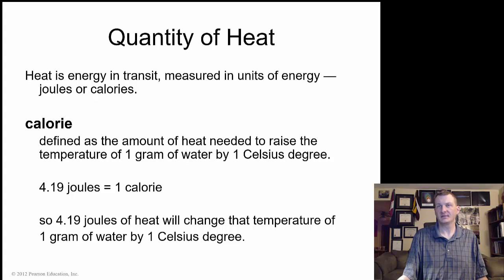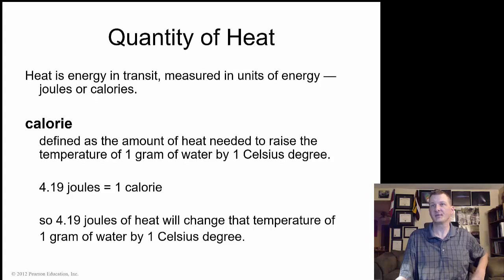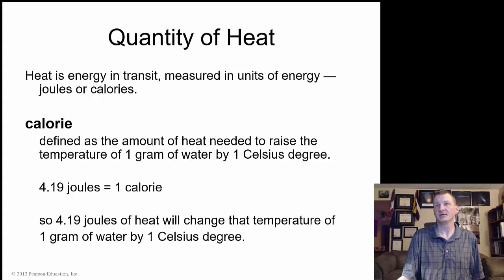The calorie is defined as the amount of heat needed to raise the temperature of 1 gram of water by 1 degree Celsius. Okay? And you convert that into the metric scale. About 4 joules is equal to 1 calorie.